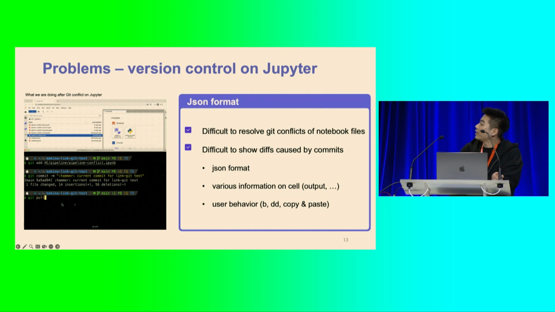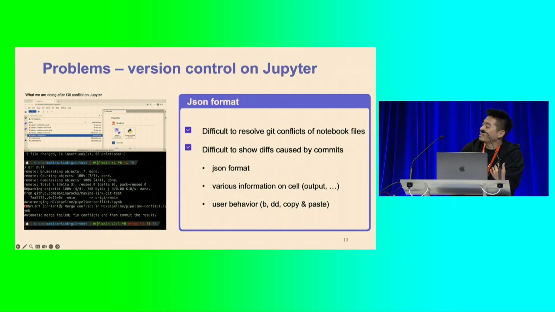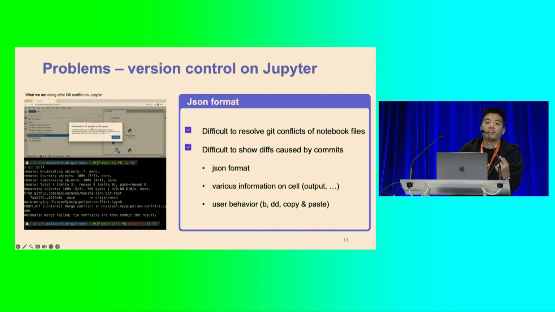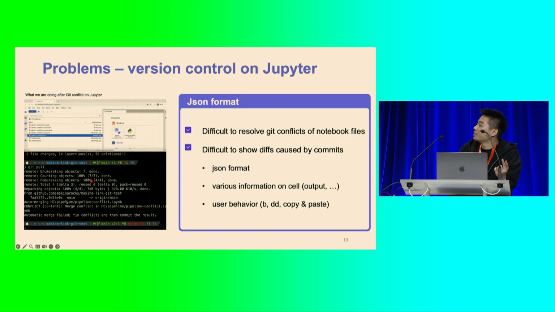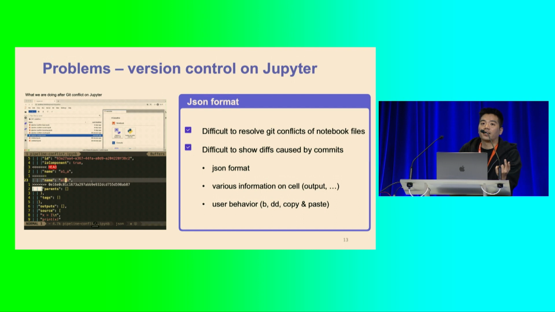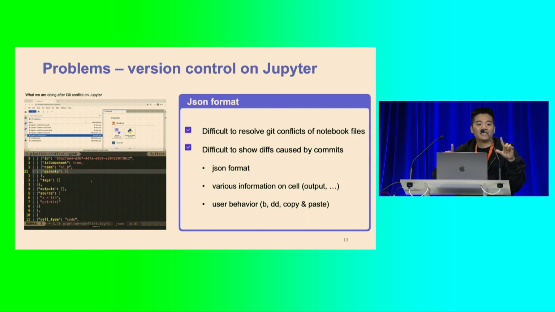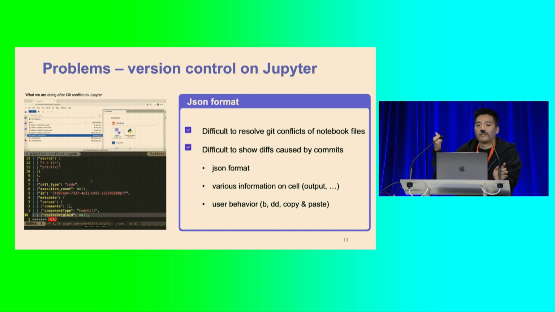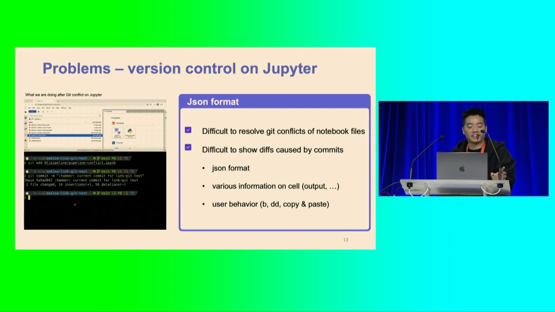From the first, I pull, and it got conflicted. So I can't open the file on Jupyter. So I just opened the notebook with a text editor like Vim. And so the angle brackets, so I just resolve conflicts like that. And it's unpleasant for data scientists.